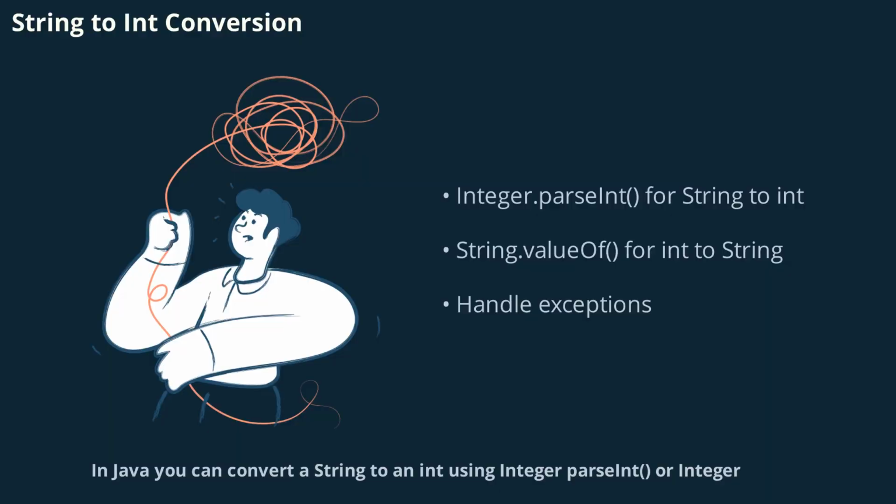In Java, you can convert a string to an int using Integer.parseInt or Integer.valueOf. To convert an int to a string, use String.valueOf or Integer.toString. These conversions are common in applications that process user input or interact with databases. Always handle exceptions to avoid runtime errors when parsing strings.